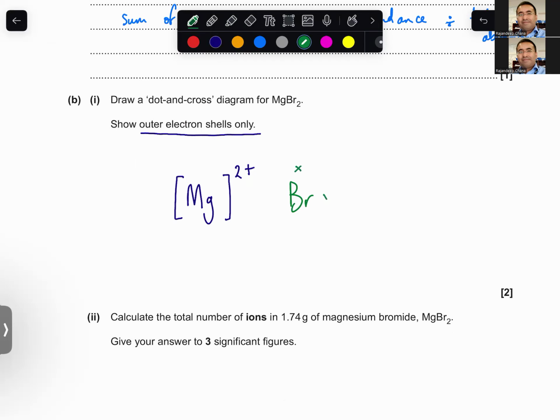Whenever we're filling up electrons, it's good to do it like passengers on the bus, and then double up. 1, 2, 3, 4, 5, 6, 7, and like so. Because each bromine has gained an electron, let's put these, which come from the magnesium.